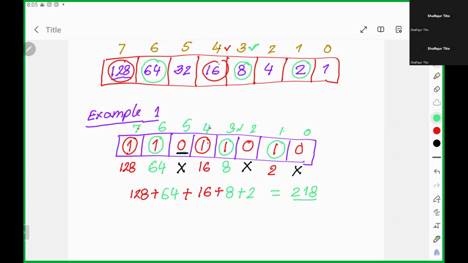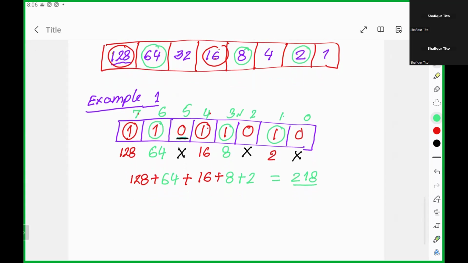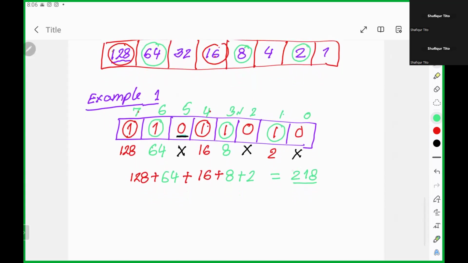So this is the corresponding number: 128 and 64, that is the corresponding 1s. Then the 4th bit is 16, and the 3rd bit 1 is 8, and then 2. All zeros we are ignoring, and we write down all the numbers. So this is the decimal number. To make sure that this is a decimal number, we can write a subscript 10, and the binary number we usually represent similarly.